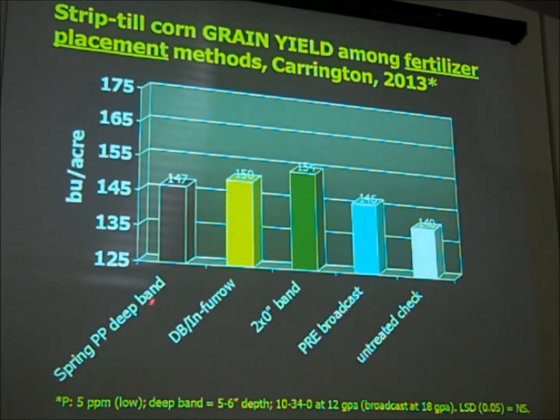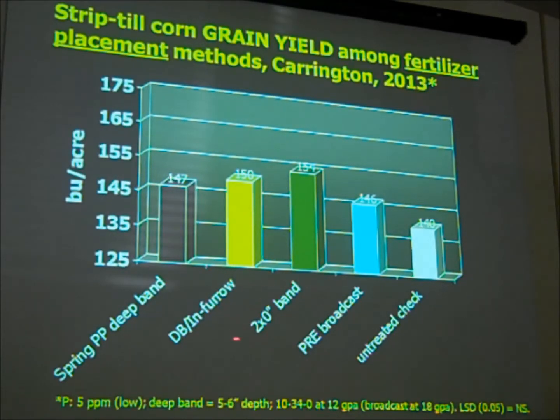So this is spring pre-plant deep band, and the deep band was where the tillage and the fertilizer was placed 5 to 6 inches. And the fertilizer we're using was, of course, 10-34-0. Another treatment that we've included for several years is doing the deep band as well as in furrow. Because our phosphorus level was so low, we used a fairly high rate of 10-34-0. We used 12 gallons, and this is based on our recommendation tables in our fertilizer guide. So with this treatment, we split the 12 gallons: half, or 6, when we deep banded, and the other half, the 6 gallons, was in furrow.